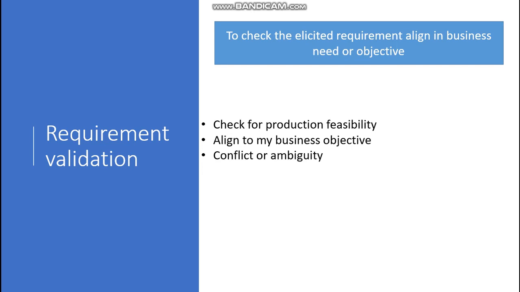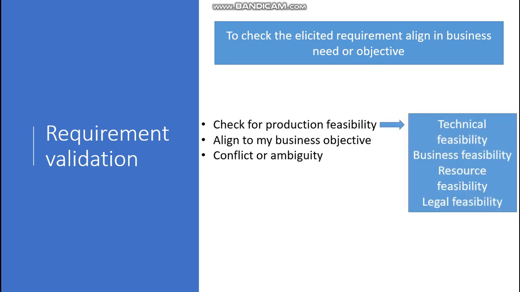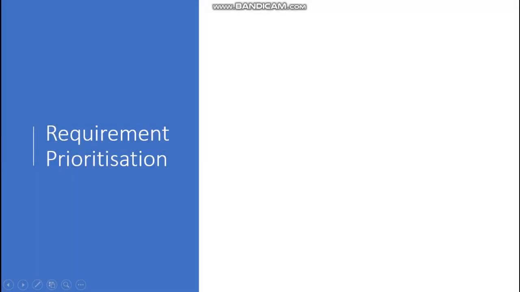Requirement should be production feasible. I have to check for production feasibility. By 4 types I can check the production feasibility: technical feasibility, business feasibility, resource feasibility, and legal feasibility. Once my requirement has passed all these filters, requirement verification, requirement validation, requirement gathering, and all, then I can call requirement is a perfect requirement in line of importance of development.